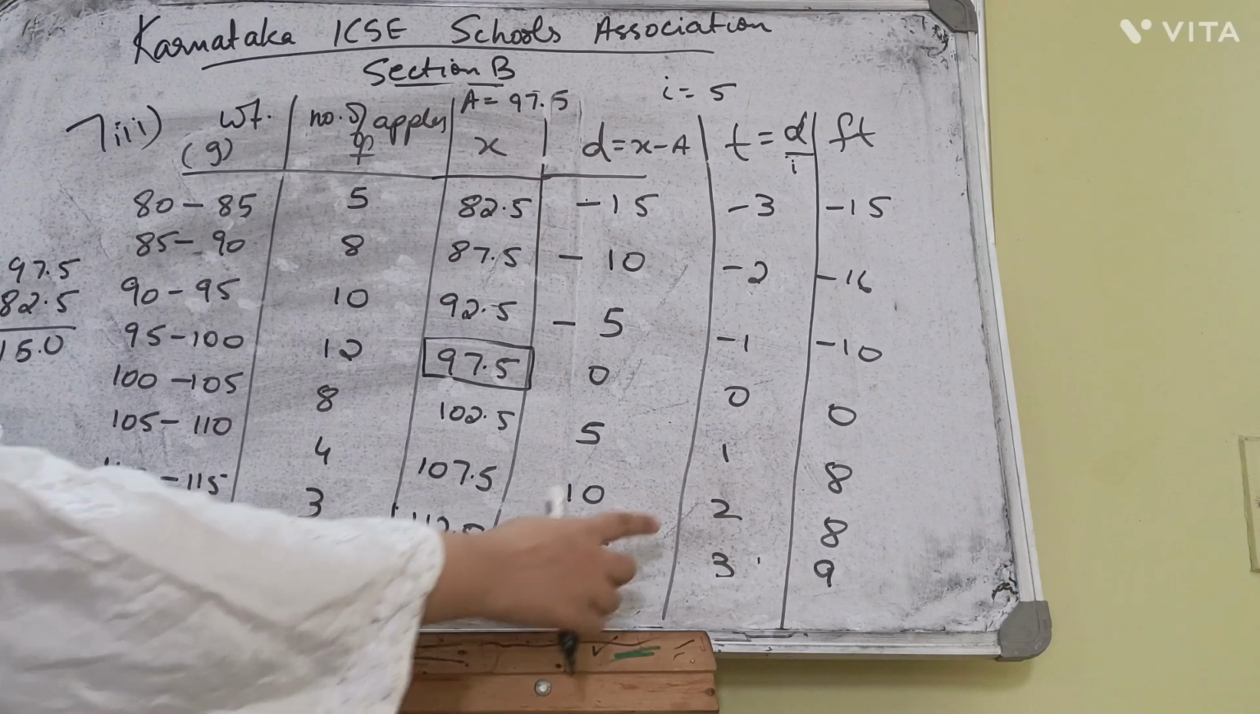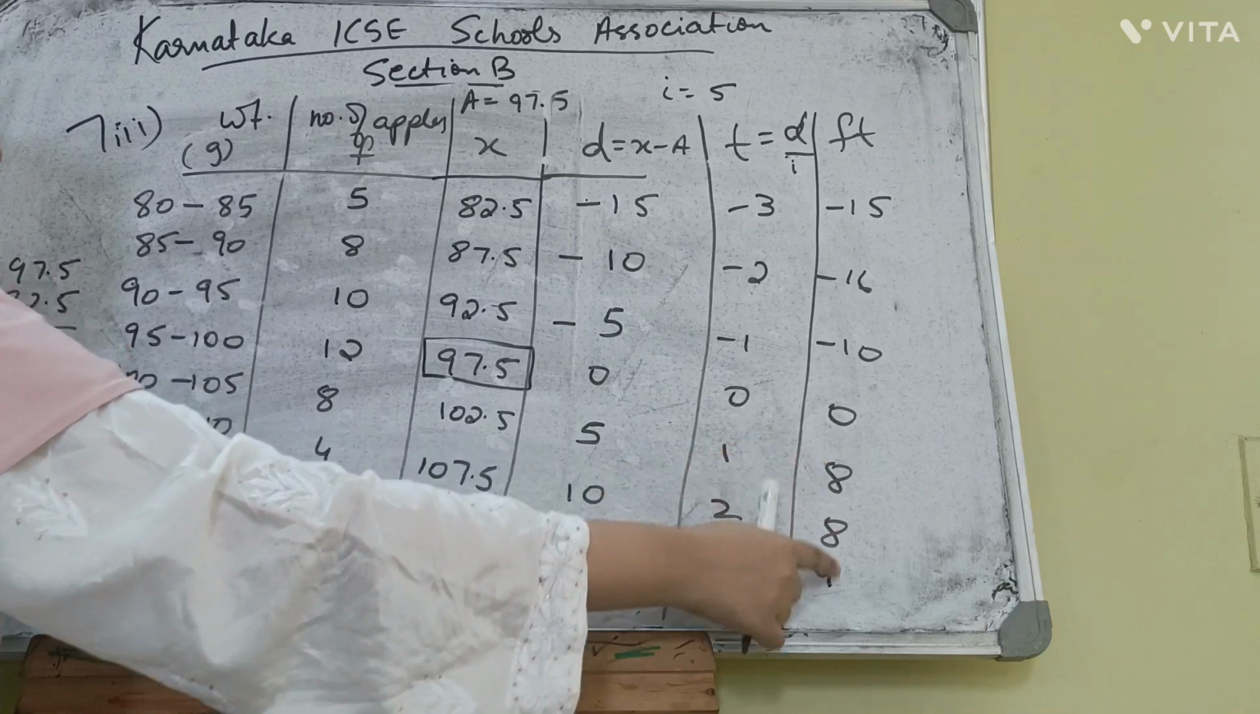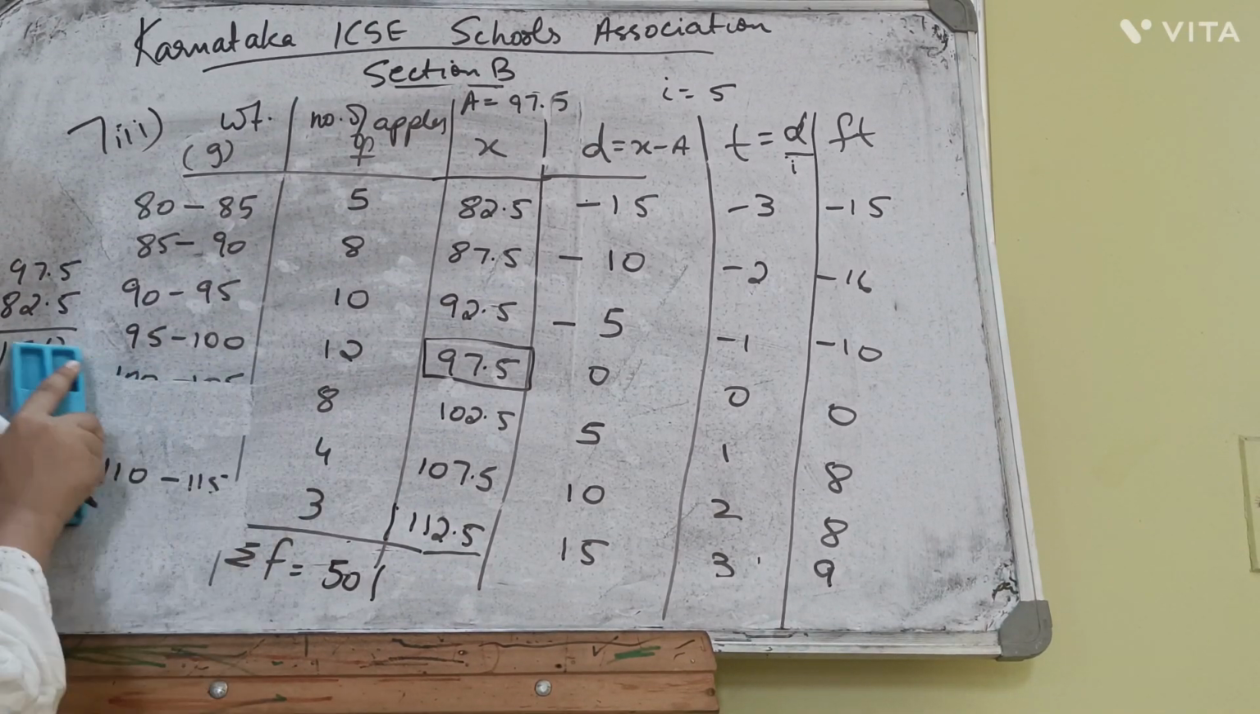Now what do we do? We need to add the ft column terms. On adding sigma ft, what do we get? So add all the negative numbers first, then add all the positive numbers and subtract and put the greater number sign. So on doing this, we get sigma ft as minus 16.